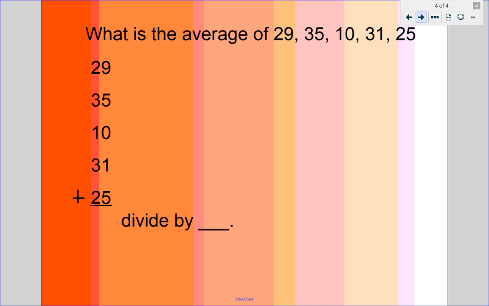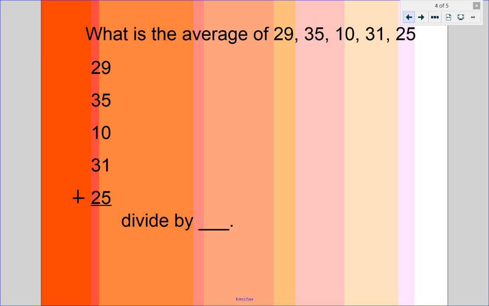What is the average of 29, 35, 10, 31, whoopsie, and 25? Okay? So we're going to start by adding up all these numbers. 9 and 5 is 14, plus 1 more is 15, plus 5 more is 20. My 0 goes down here. My 2 goes up in the next column.